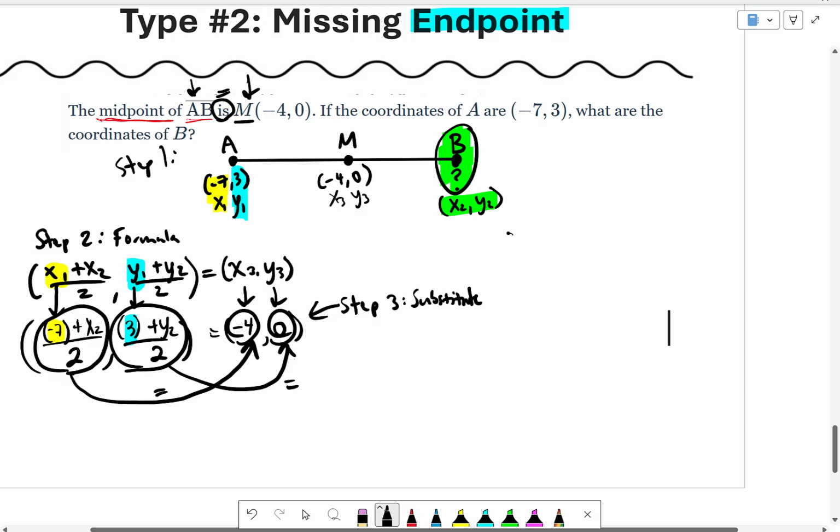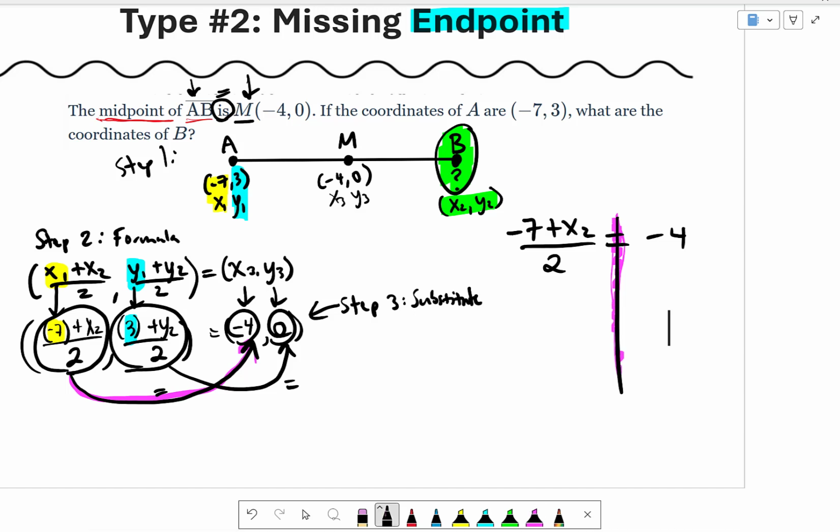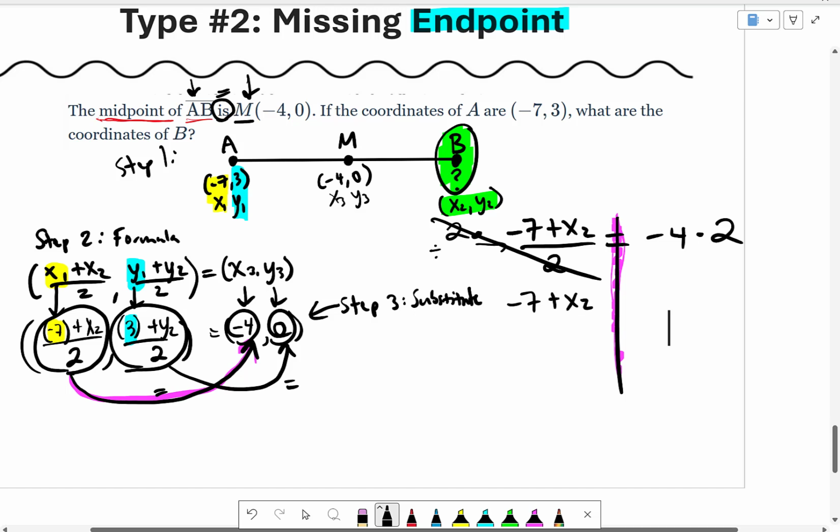So the first equation is -7 plus x2 divided by 2 equals -4. So that is the first one right here in pink. Okay, this line right here is division. So the opposite is multiplication. I'm going to multiply by 2 on both sides. So these cancel. And then -4 times 2 is -8.